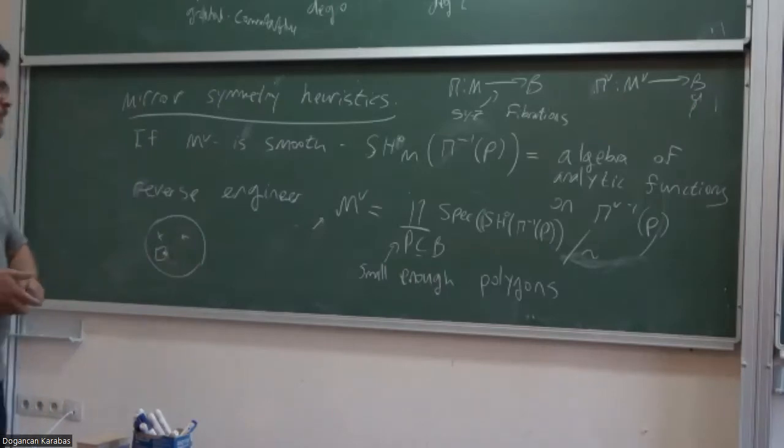I have a quick question. Maybe it's a bit dumb, but once you do this gluing process, is it gluing just at the topological level, or is it a gluing of complex manifolds or algebraic varieties?